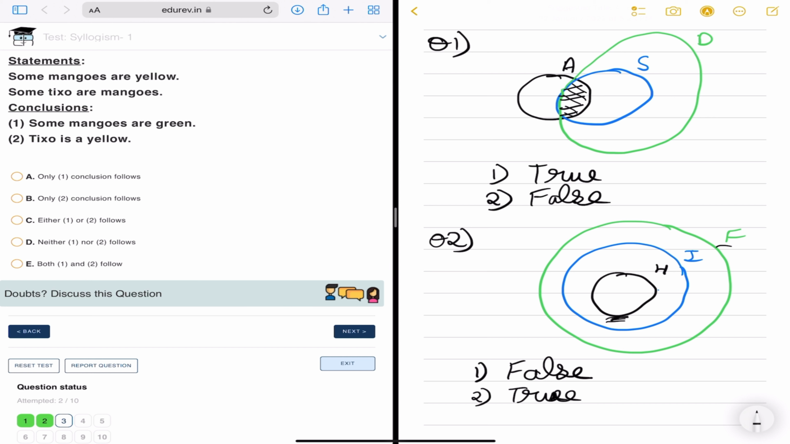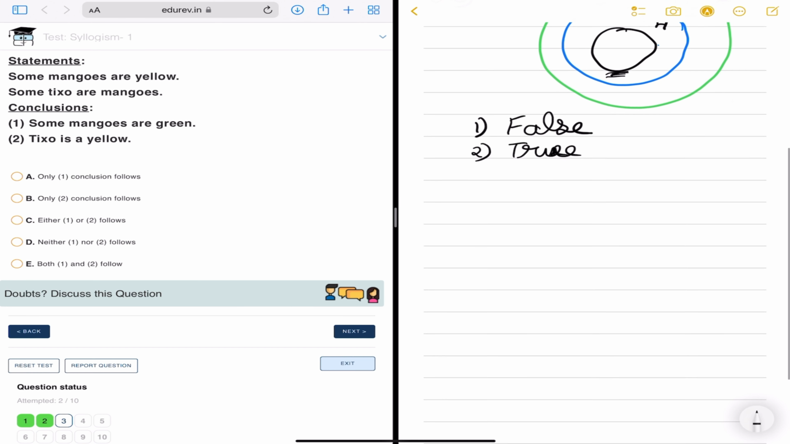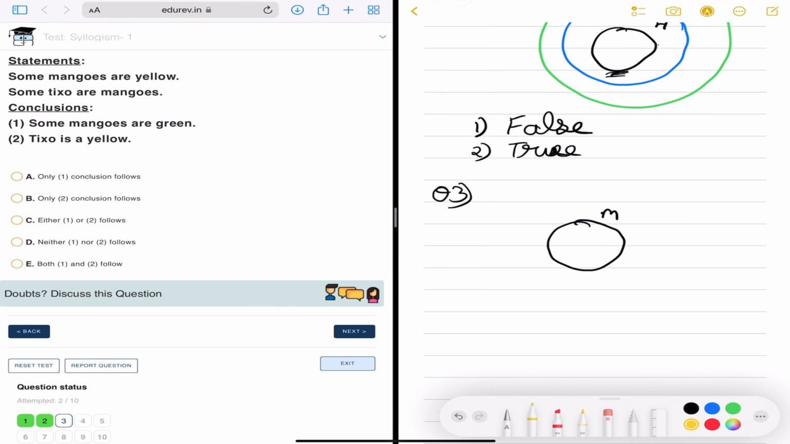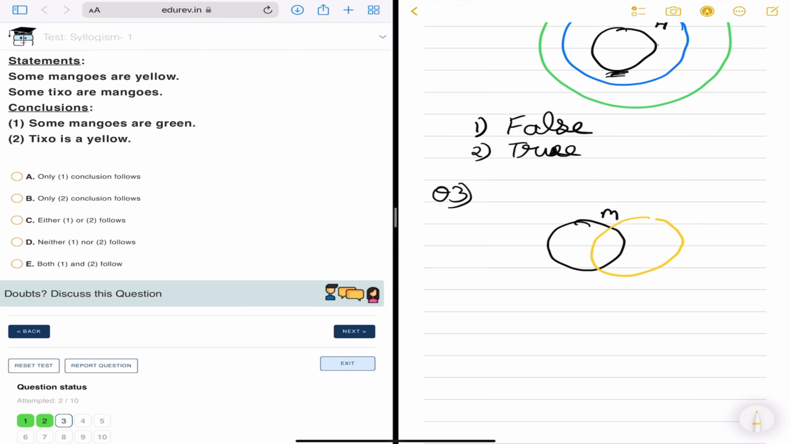Here for question number 3, it states some mangoes are yellow. Okay, so here are some of the mangoes. This is for mango. So some mangoes are yellow. So let's say that this is yellow. And then it says that some tixo are mangoes. So our statement 2 says that some tixo are mangoes. So assuming that this is tixo.